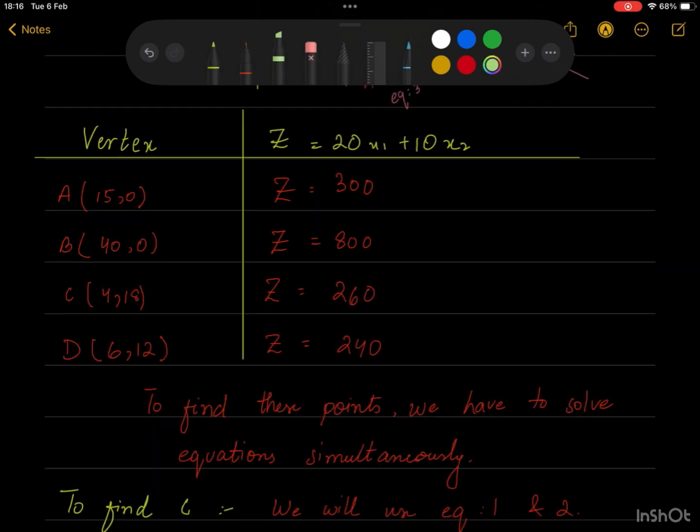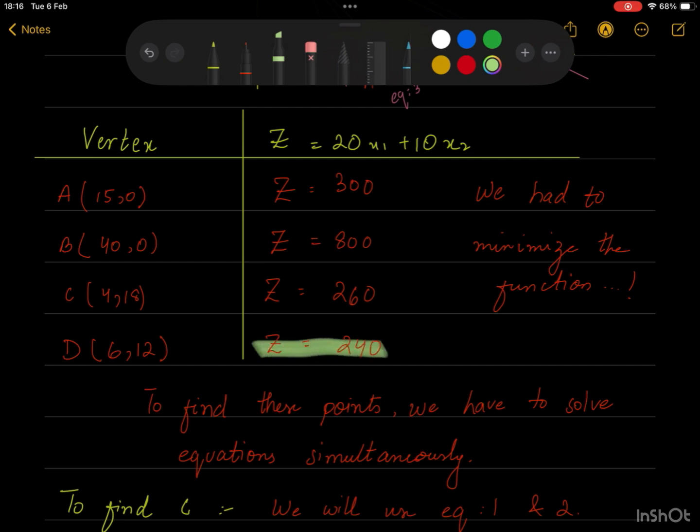The question was to minimize the function. So to minimize, we have to look at the minimum value. The minimum value, we can clearly see, is found to be 240.